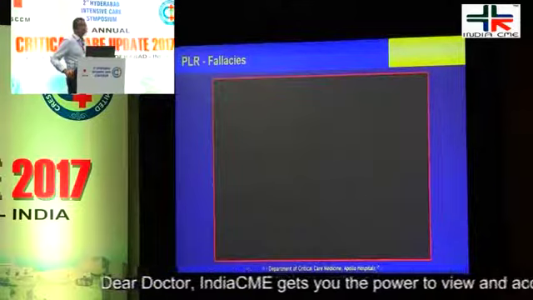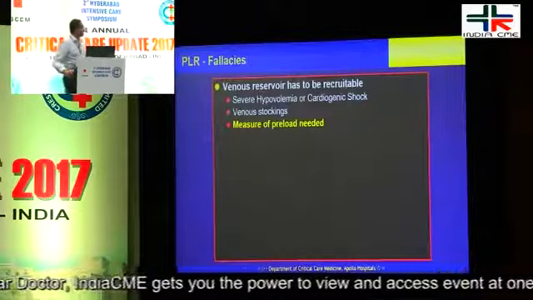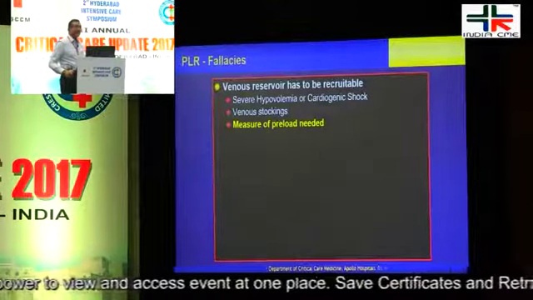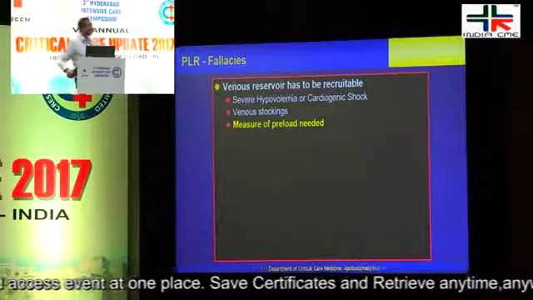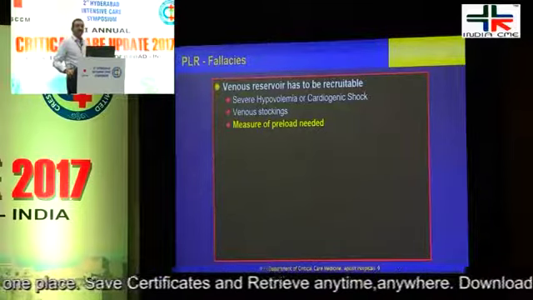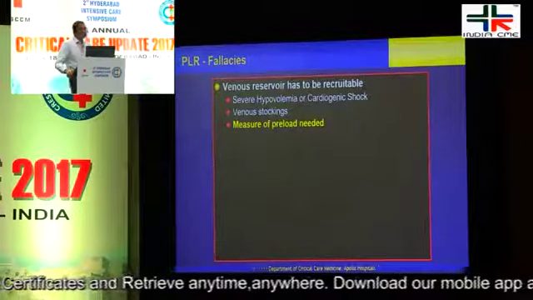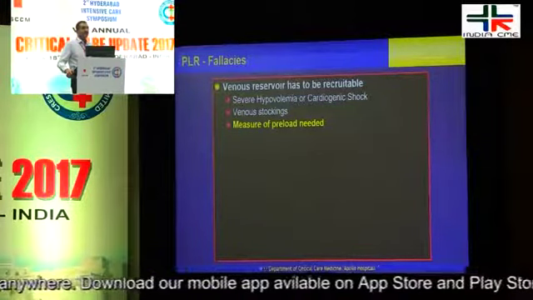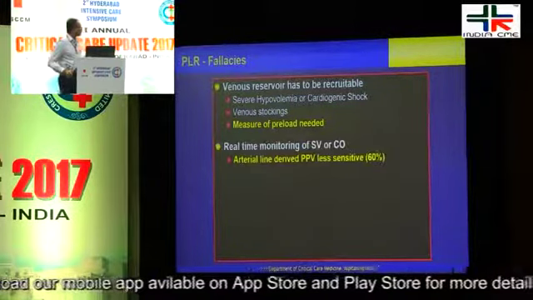The answer is yes, you can do a PLR in a patient with ARDS as long as these fallacies are not met. Understand that the patient should be having some amount of preload. If he's extremely hypovolemic, then he's not going to be having significant amounts of change with passive leg raising. Similarly, if they have significant cardiogenic shock, then they are not going to be having pulse pressure variation. You need to be careful.